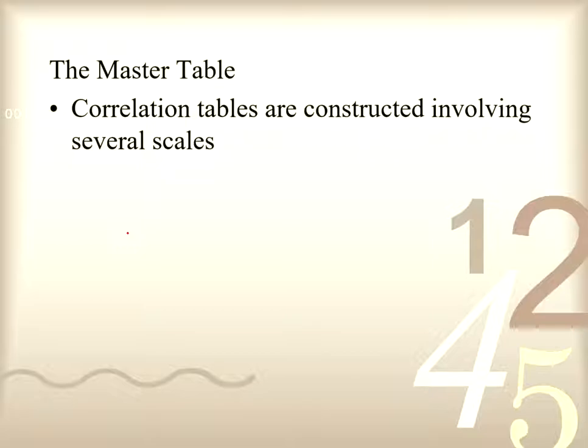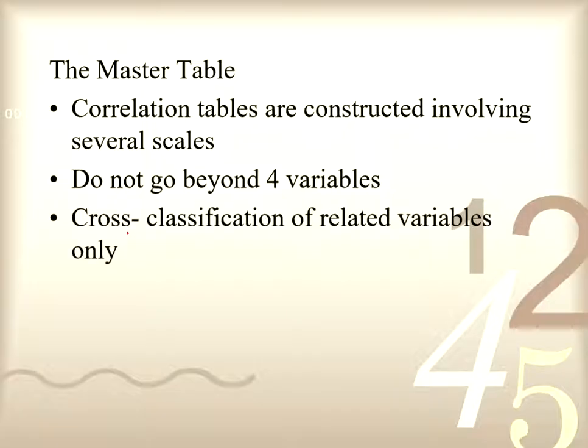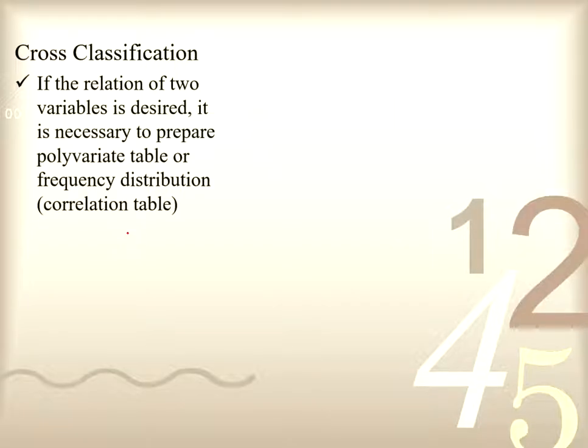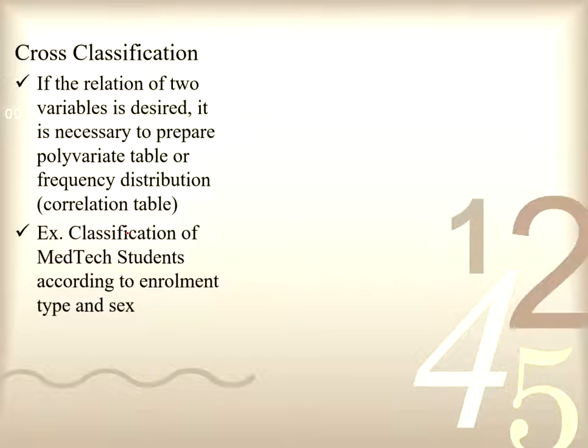So, the master table. Ito yung correlation tables and are constructed involving several scales. Again, do not go beyond 4 variables. Cross-classification of related variables only. So, para saan yung ating classification? If the relation of 2 variables is desired, it is necessary to prepare polyvariate table or frequency distribution. Example, classification of medtech students according to enrollment type and sex. So, example ng ating table.